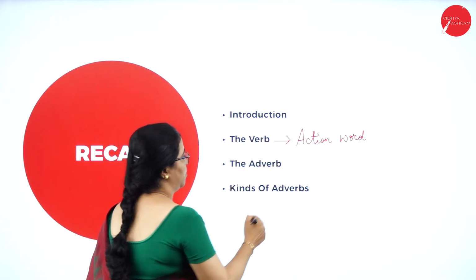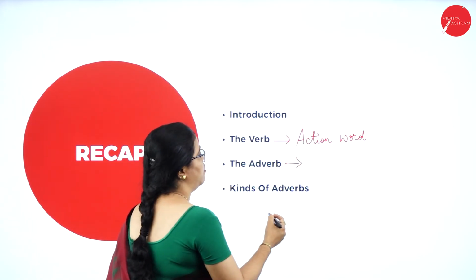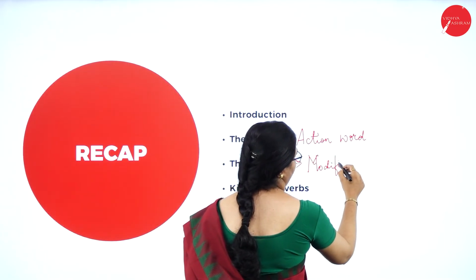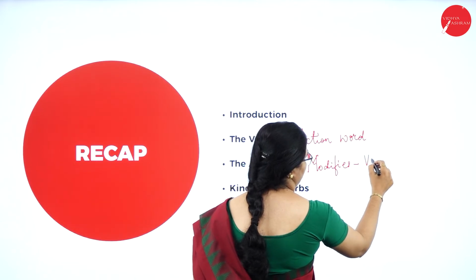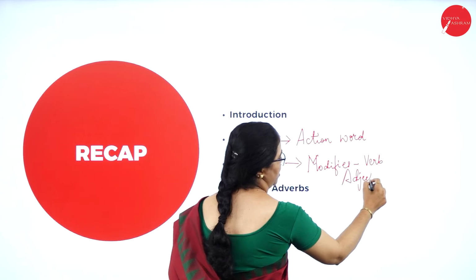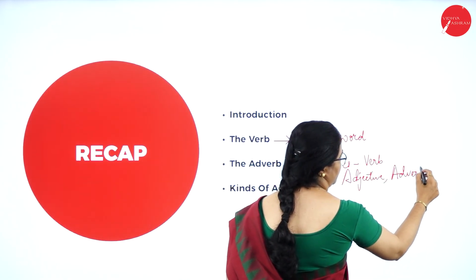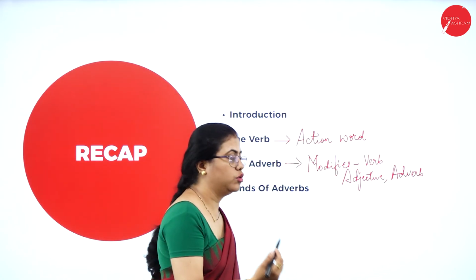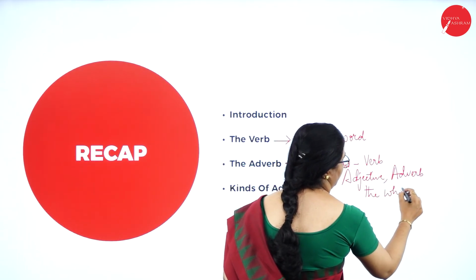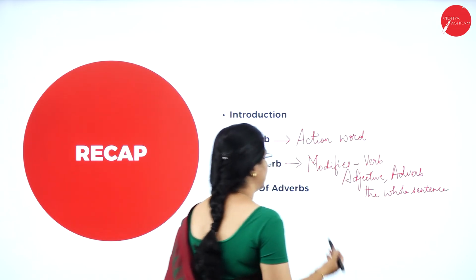Next we have the adverb. It modifies or talks more about what? It modifies a verb. It also modifies an adjective. Apart from that, it also modifies another adverb. Then what else does it do? It also modifies the whole sentence. So those are called adverbs.